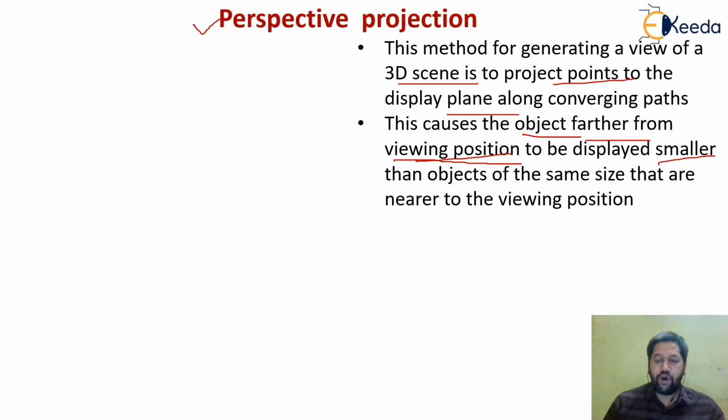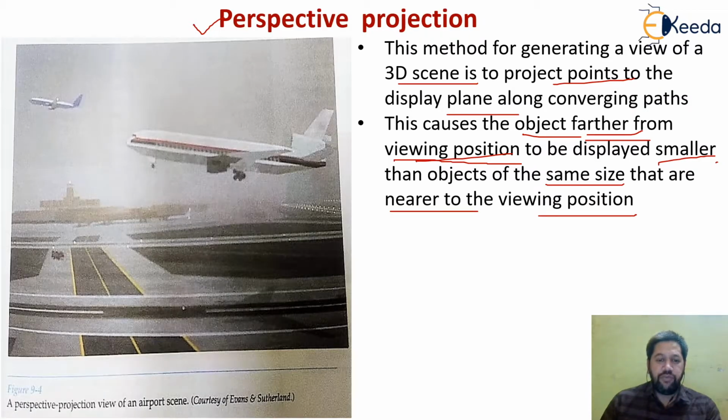than objects of the same size that are nearer to the viewing position. So objects which are near or closer to the viewing position will appear larger, whereas objects at the farthest position or the longest distance from the viewing position may be displayed as smaller. Now, let us understand this with the help of an example. Concentrate on this particular example.